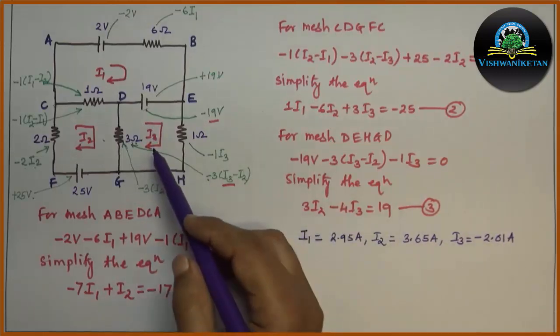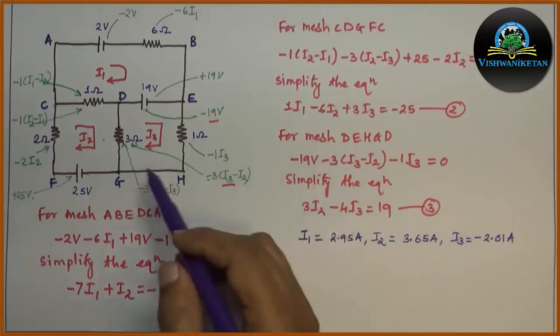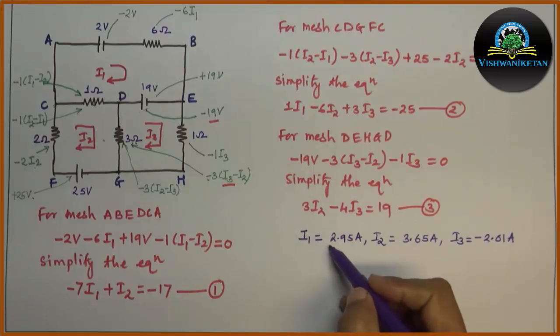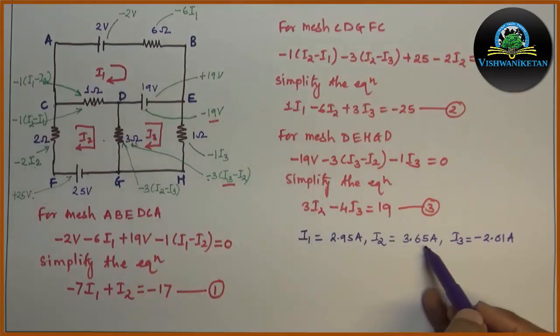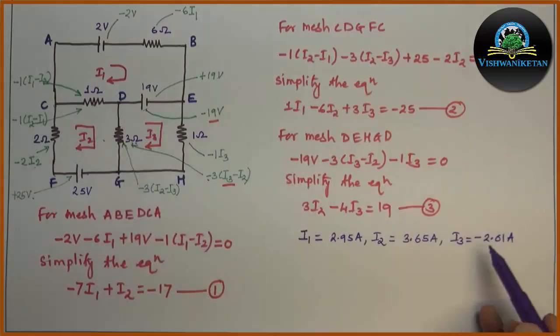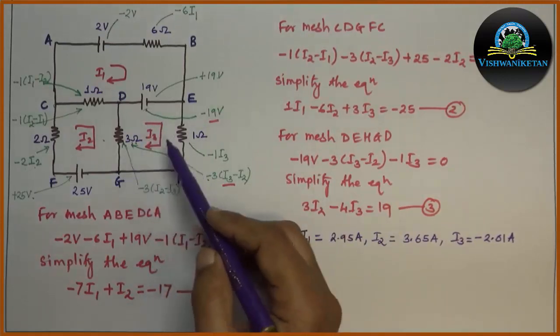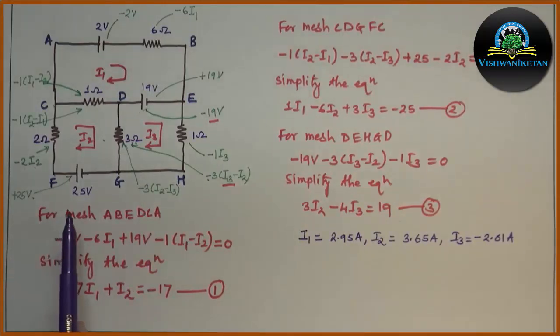So immediately after the answer, we can conclude about the directions of all currents. I1 value is positive, so the assumed direction is correct. I2 answer is positive, so the assumed direction of I2 is also correct. And I3 is negative, so the assumed direction of I3 should actually be reverse. Hence we have found the values of I1, I2 and I3 by applying mesh analysis to the given circuit.